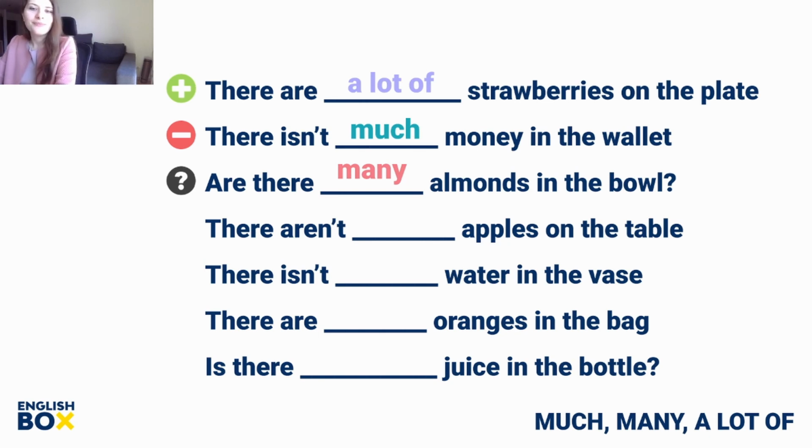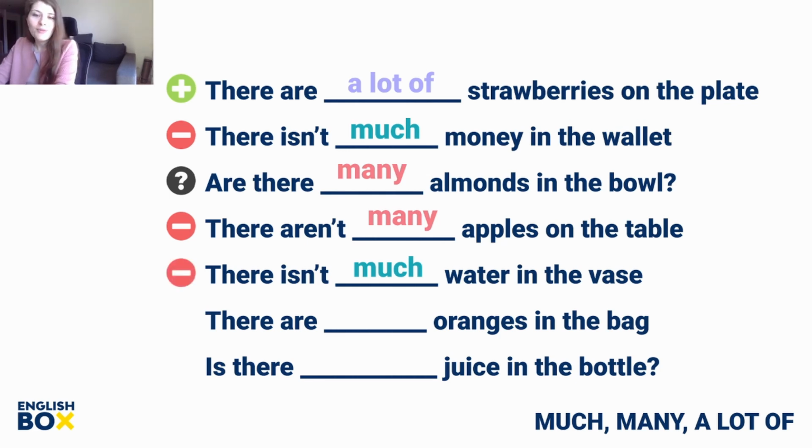Okay, let's move on. There aren't apples on the table. You're absolutely right. There aren't many apples on the table because apples is a plural countable noun and this is a negative sentence. Okay, the next one. There isn't water in the vase. Correct. There isn't much water in the vase because water is uncountable and this is a negative sentence.